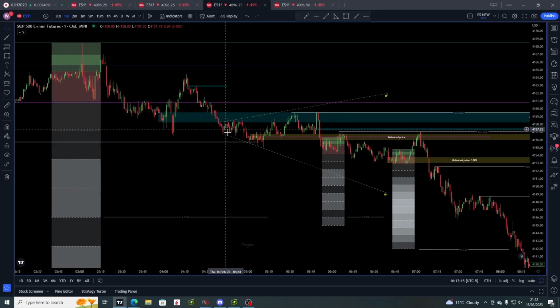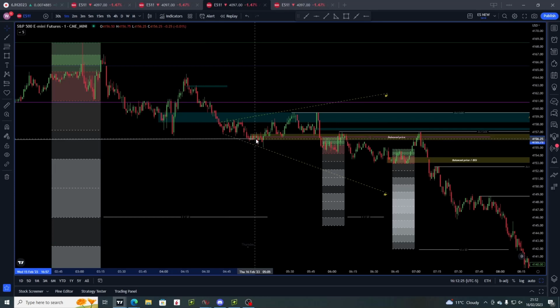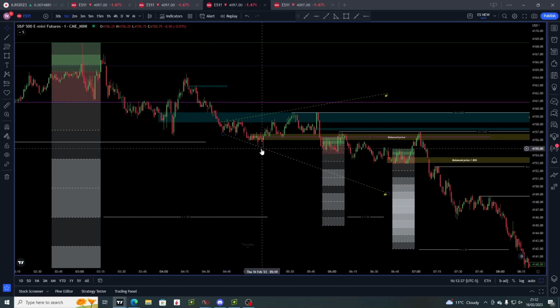This is where it gets interesting for me, because this is something I always look out for. This is a broadening formation. A broadening formation is when you get a tight period of consolidation, and then for me, when I look at it, is when you get these three down candles after the consolidation, and you get this broadening formation either side.